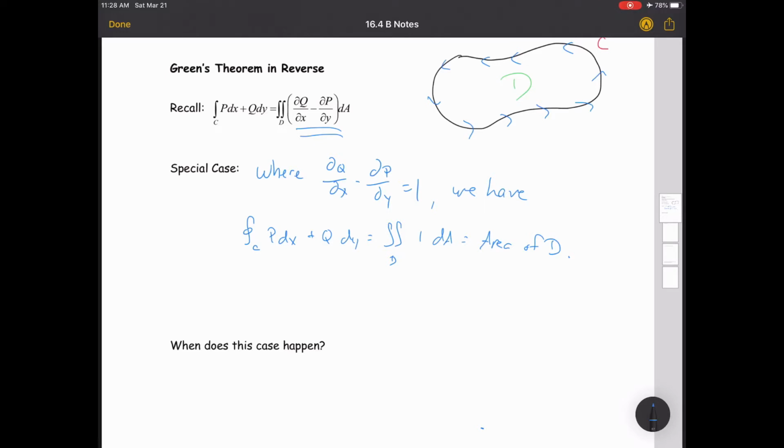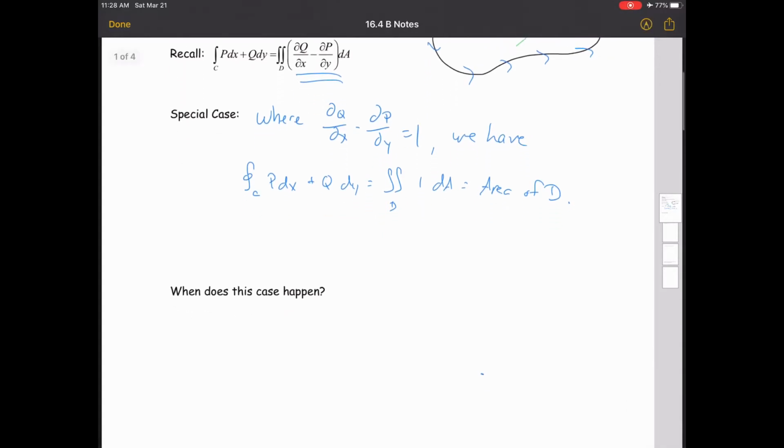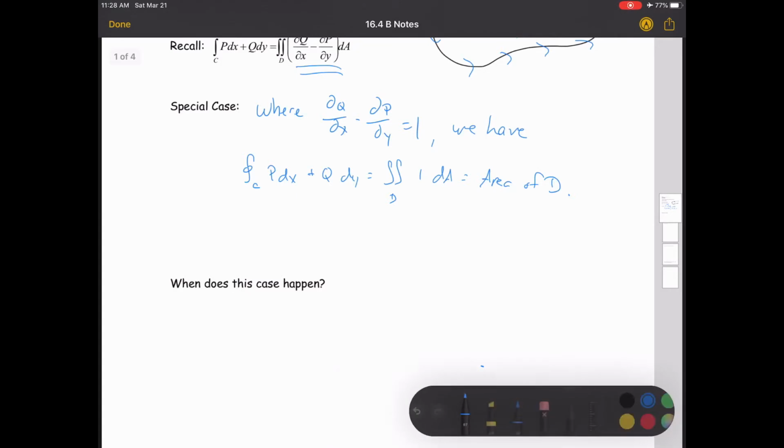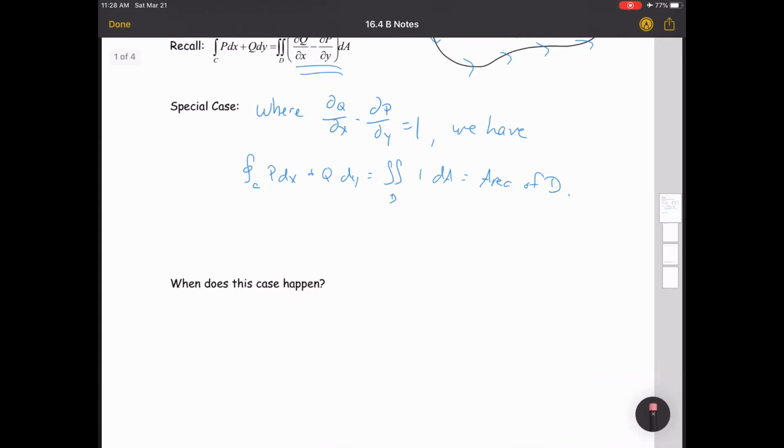So when does this kind of thing happen? That's one of the questions. Well, there's an infinite number of ways that this could happen. There's a whole bunch of ways that we could write our integral of P dx plus Q dy so that we would get 1 on the inside there. We're going to focus on 3 specific ways. Again, there's an infinite number of them, but we're only going to focus on a few of them.